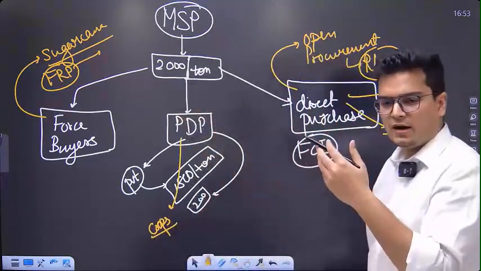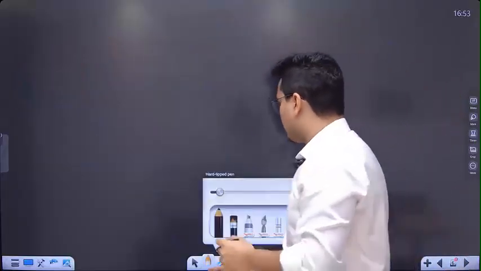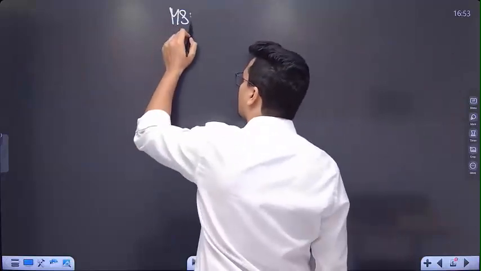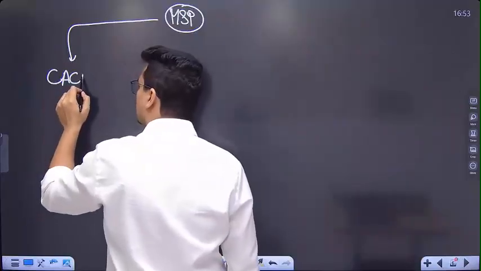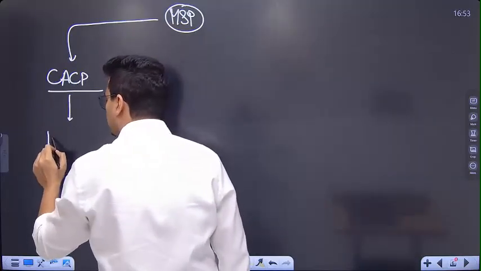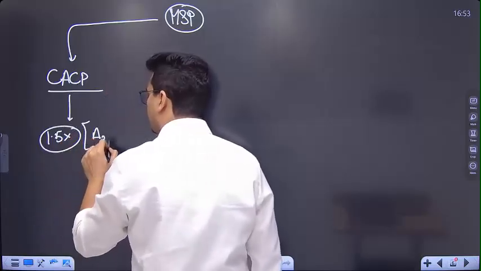Now let us look at the policy level of MSP. At the policy level, MSP or minimum support price is calculated by the Commission on Agricultural Cost and Prices on the basis of 1.5 times into A2 plus FL formula.